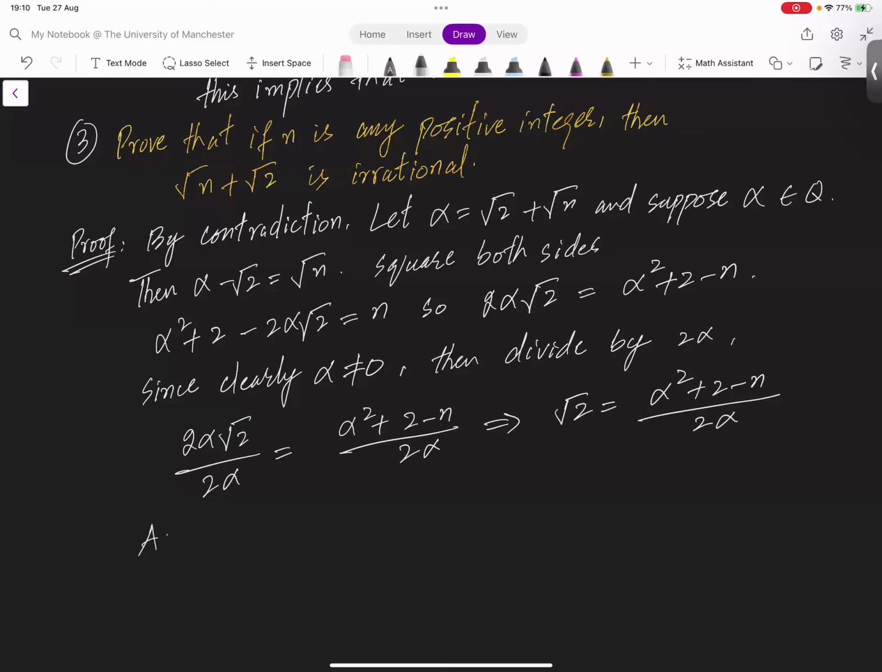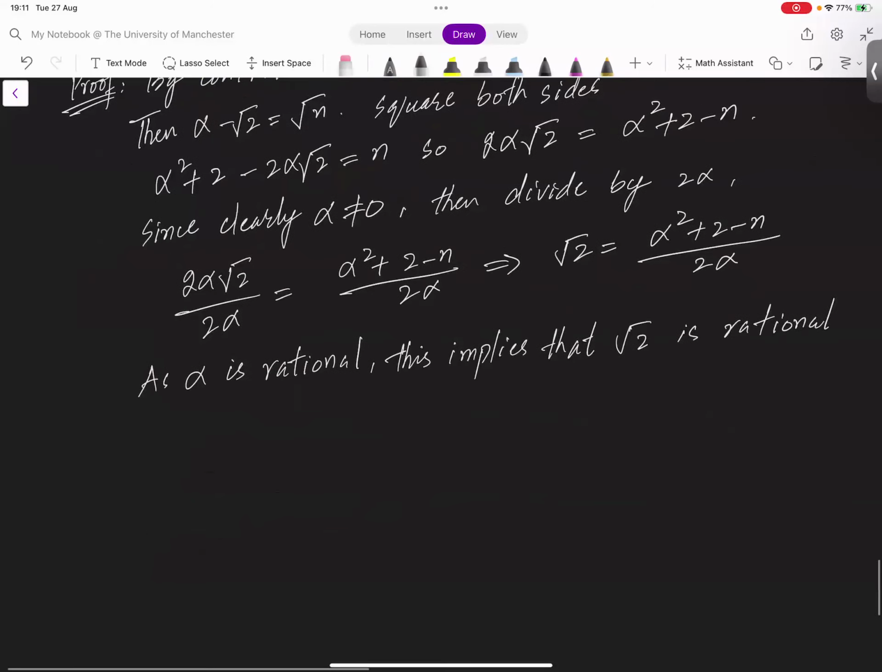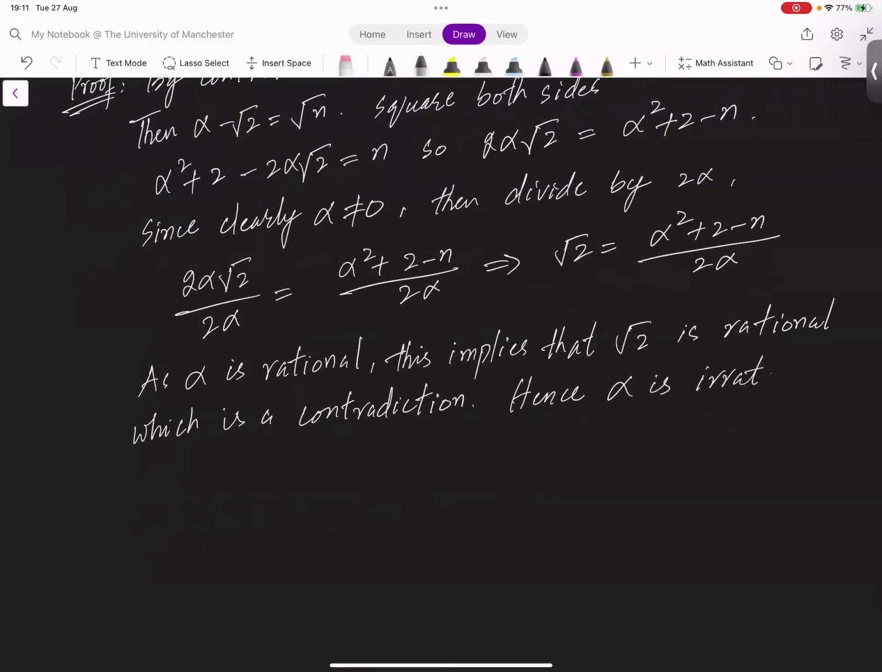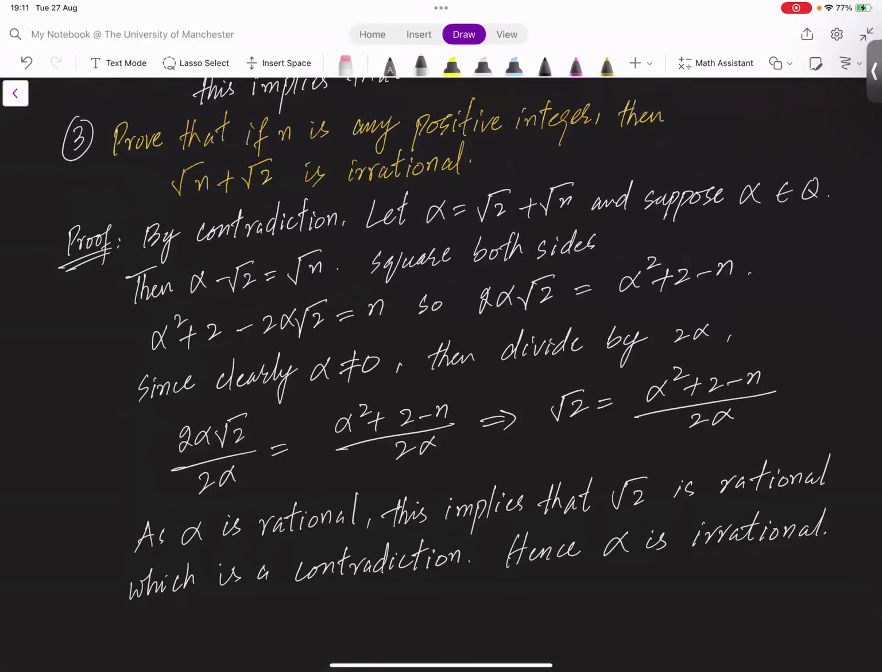Now alpha is rational. This implies that under root 2 is rational, which is a contradiction. Hence, alpha is irrational.